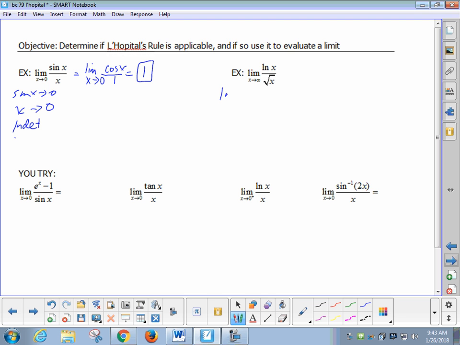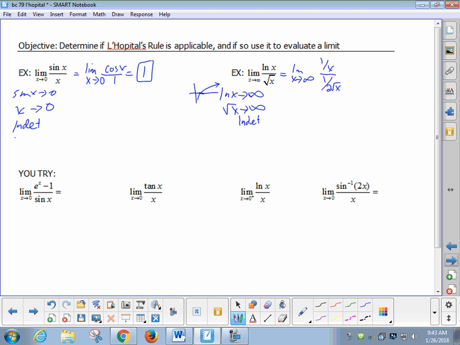How about this one? Log of x looks like that, and as x gets large, the results would also get large, be it slowly, but still large. Root of x goes to infinity. That is indeterminate, and so we are able to say this is equivalent to the limit of the derivatives. Now, what are the derivatives? 1 over x and 1 over 2 square roots of x.